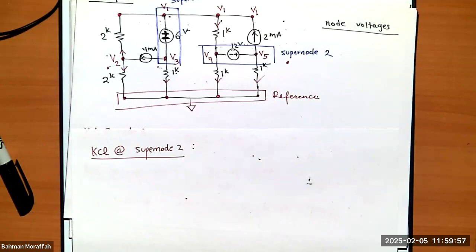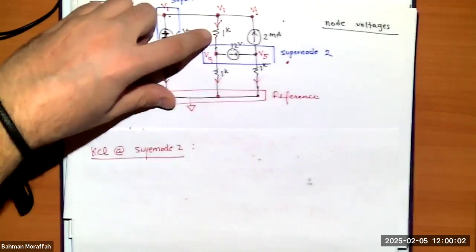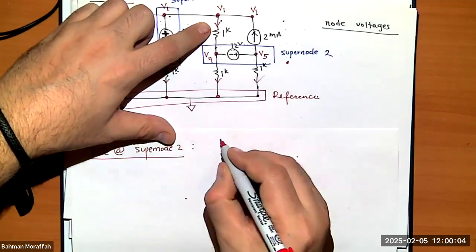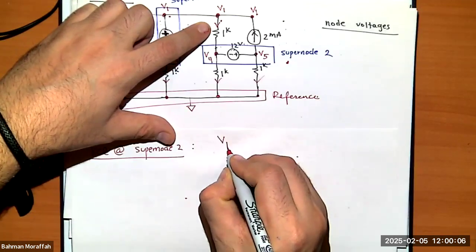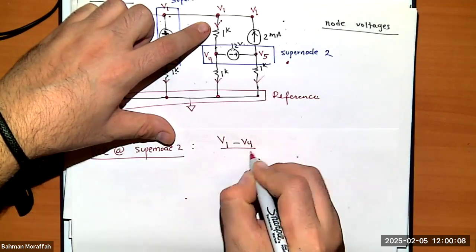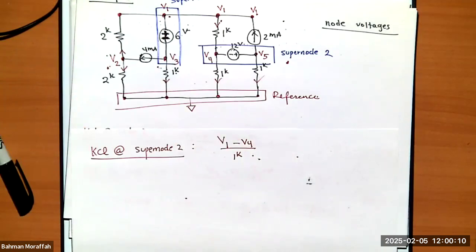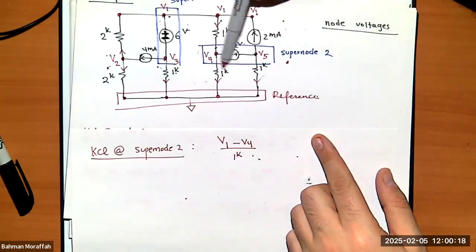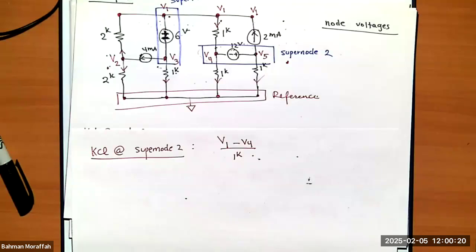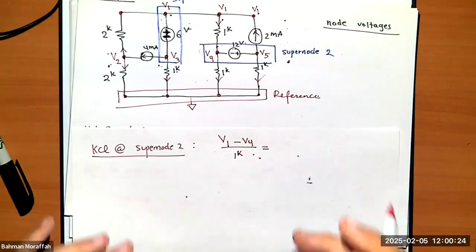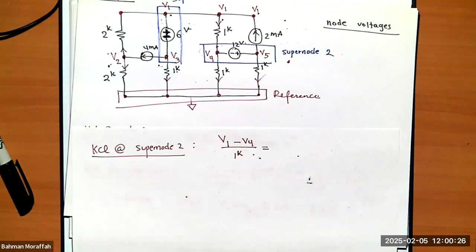So what do we have that's going in? Do I have anything that's going in? Well, I have this one, right? So what is it? It's V1 minus V4 divided by 1K. Do I have anything else that's going in? Remember, this whole thing is my node. I got nothing else. This should be the same as whatever current that's going out.